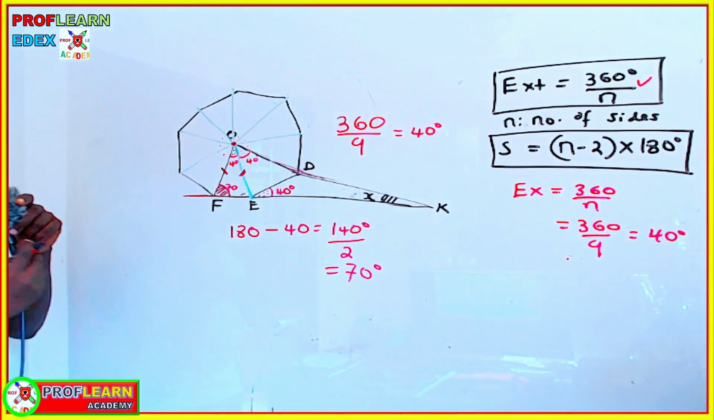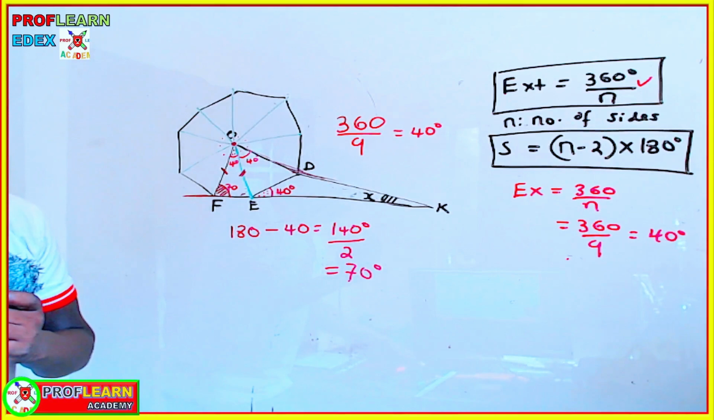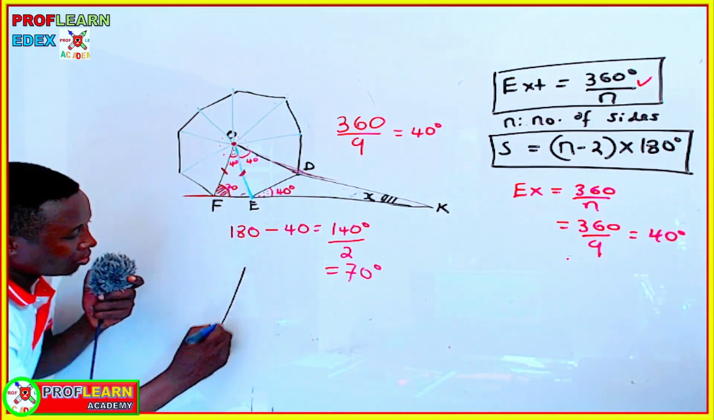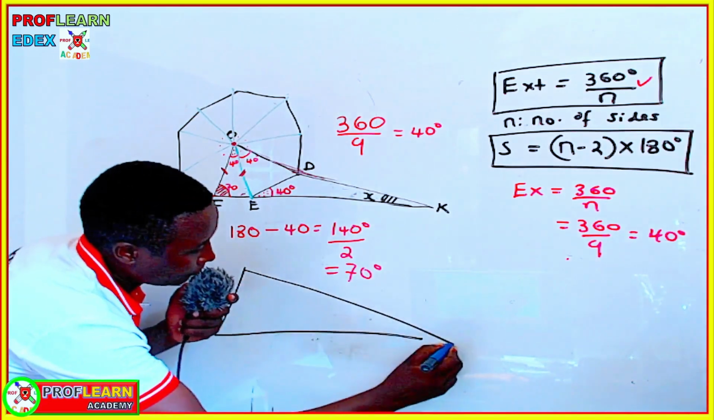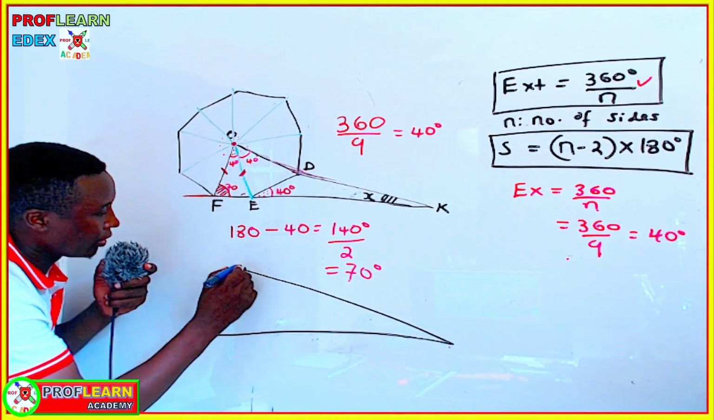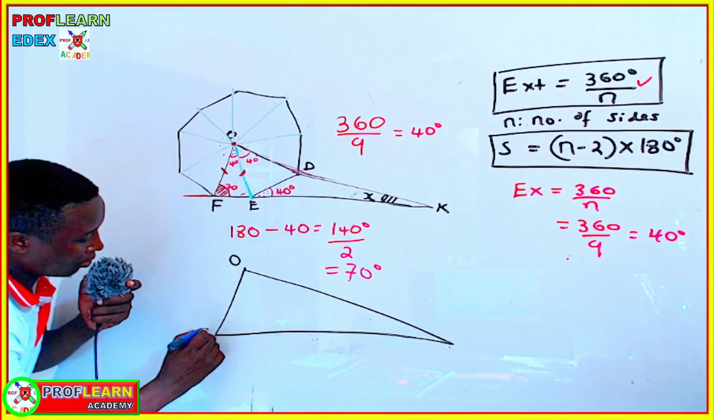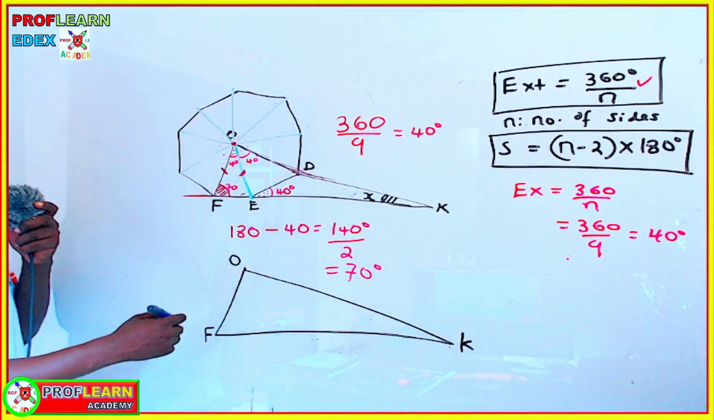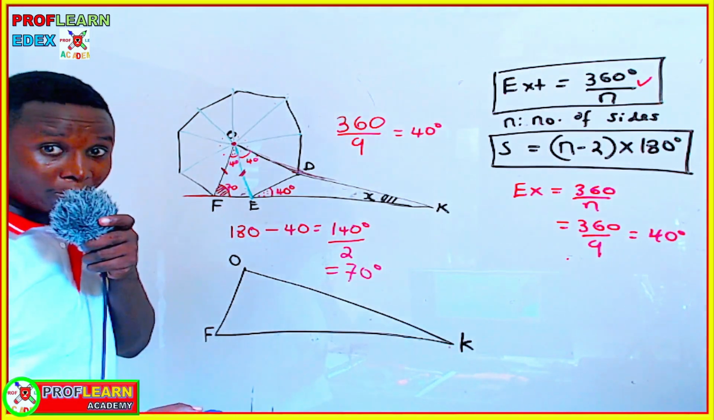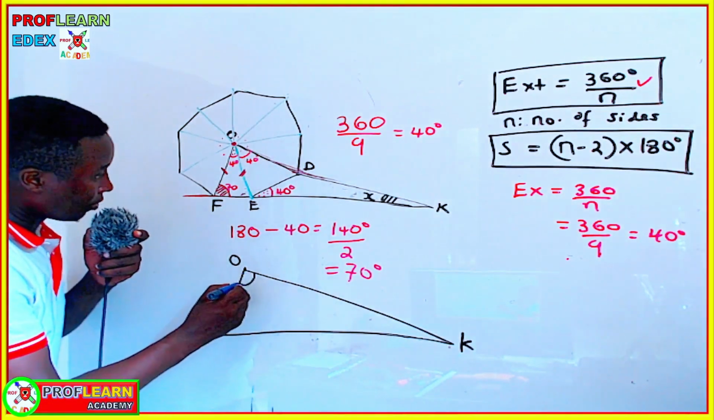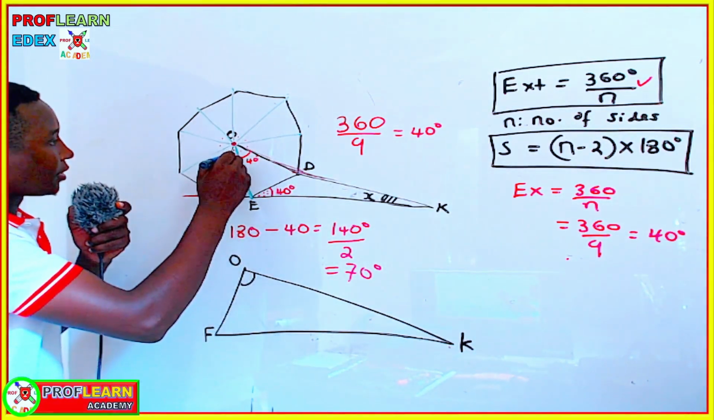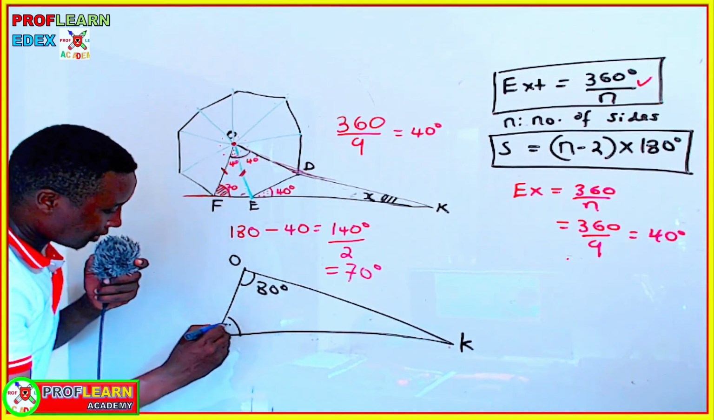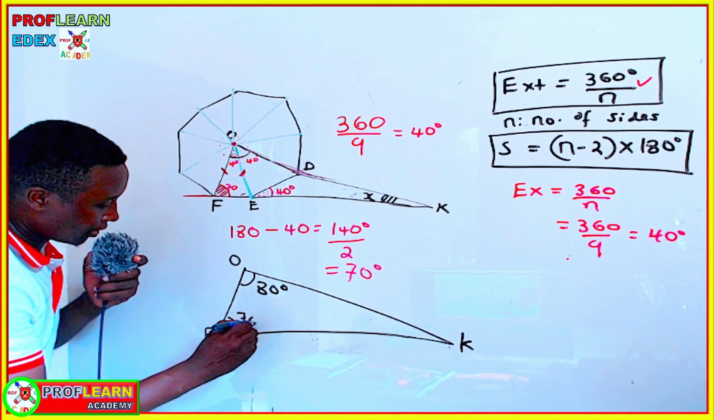here. So we are now going to have a triangle, and let me just try to draw it, it is like this. This triangle is triangle O, F, K. OFK is a triangle that we are going to use now. This angle, we agree the whole of this angle is actually 80 degrees. The whole of this angle here is 70 degrees.